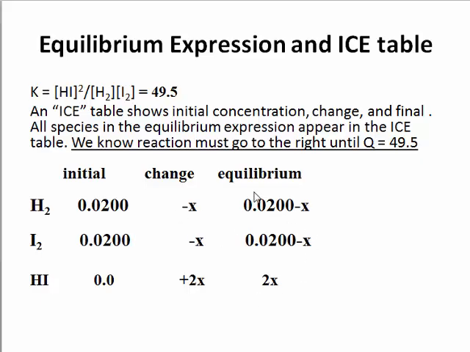We can then express the equilibrium concentration as the initial plus the change. So H2 will be 0.02 minus x. The I2 concentration at equilibrium will be 0.02 minus x. And the HI concentration will be 2x, 0 plus 2x.